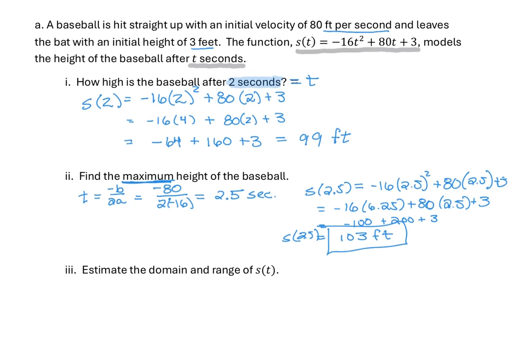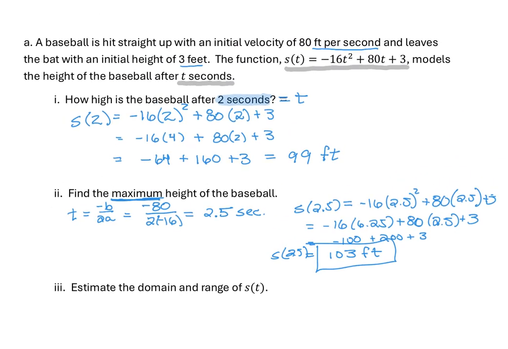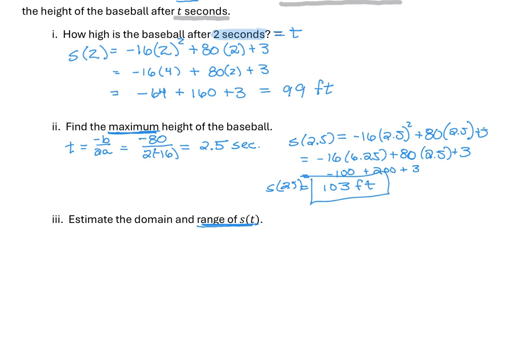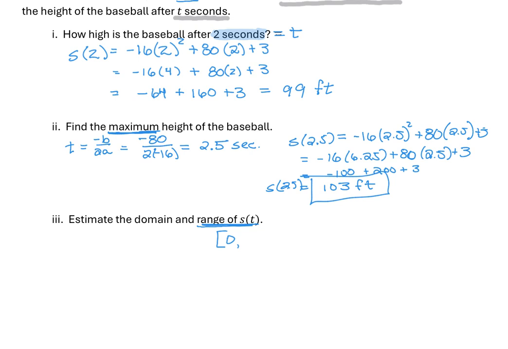All right, the next thing that we want to do is go ahead and estimate the domain and range. The range for this one is going to be pretty easy. We found our maximum height was 103. And so our range, remember we are talking about a baseball, we are going to hit the ground. So we are going to have 0 as our minimum value. We cannot go below ground, so that's going to be our starting value. And then it goes up to 103.